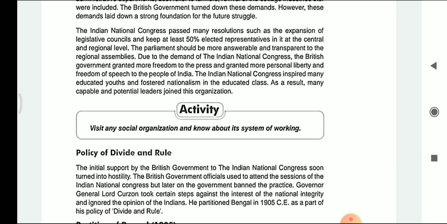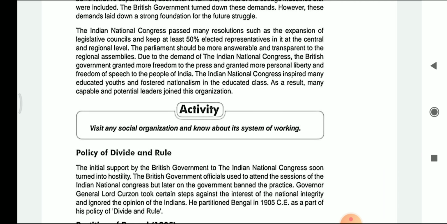Due to the demand of the Indian National Congress, the Britishers granted more freedom to the press. That means they could write articles freely, and they granted more personal liberty and freedom of speech to the people of India. The National Congress inspired many educated youths and fostered nationalism in the educated class.